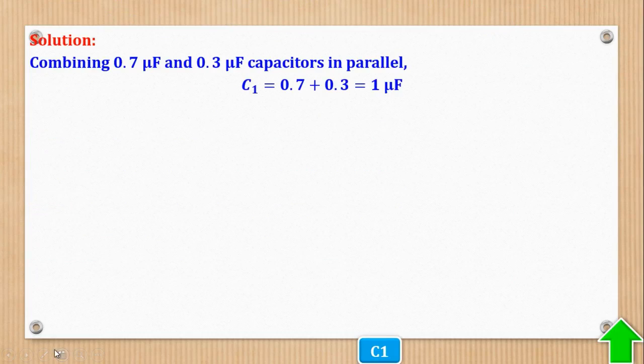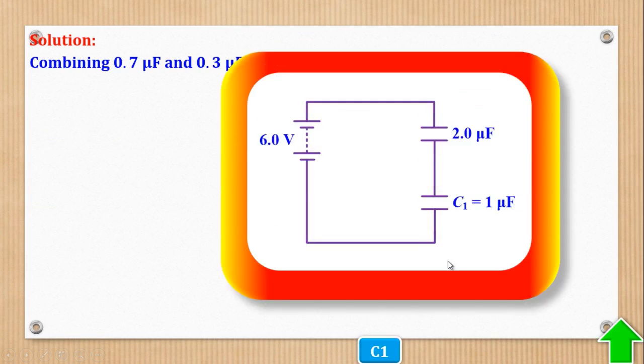So when I combine, because they're in parallel, you shall just add. So this plus this to give you 1 microfarad. So after combining, the circuit will become like this. So here there were 2, but now it is 1 capacitance.